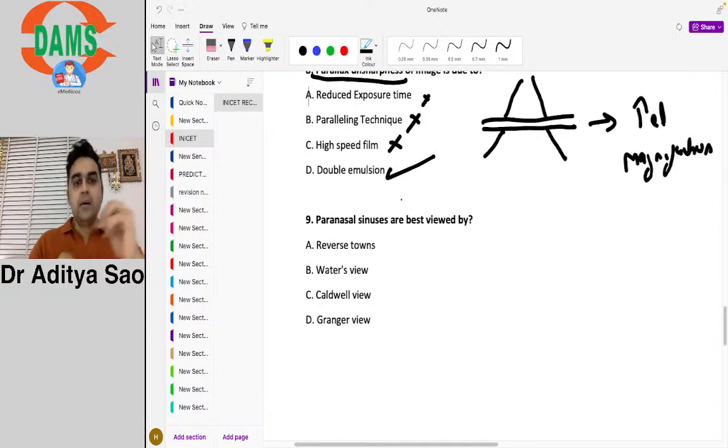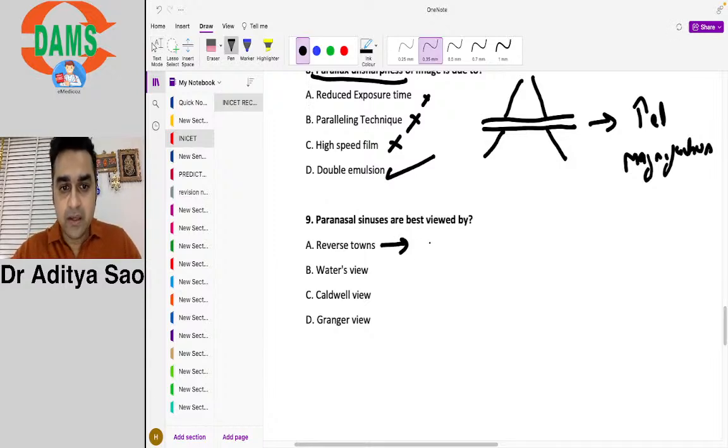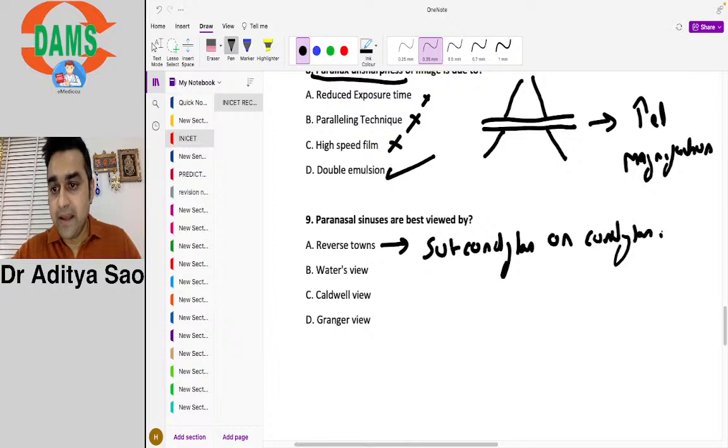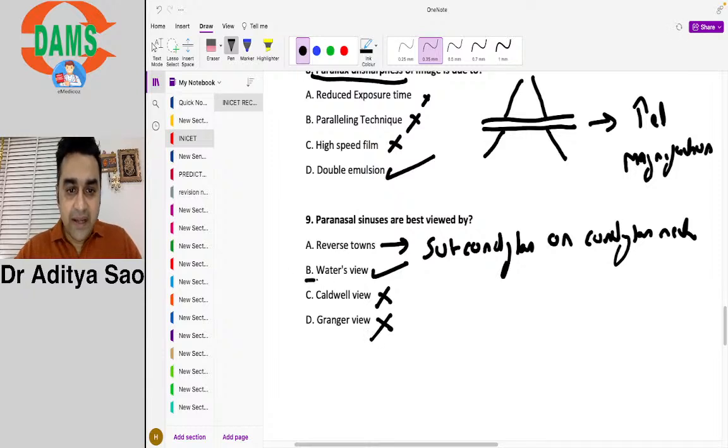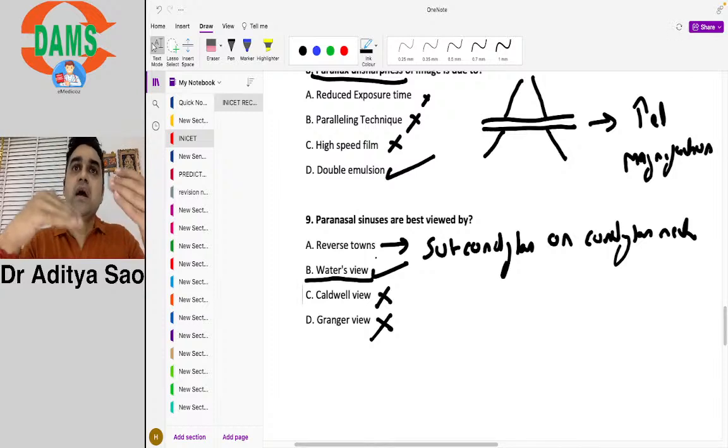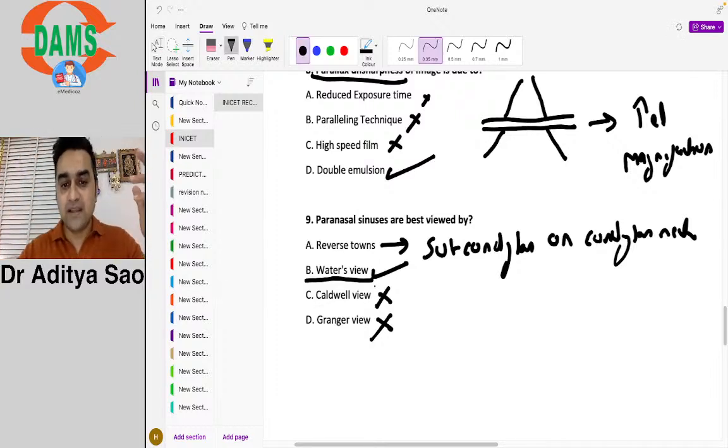Next, paranasal sinuses are best viewed by... Reverse Towne's is a good X-ray for subcondylar or condylar neck. The correct answer is Waters view, then there is Caldwell view and Granger view. The correct answer is Waters view. So what is Waters view? Basically, your Waters view is your PNS view, also known as the paranasal sinus view.